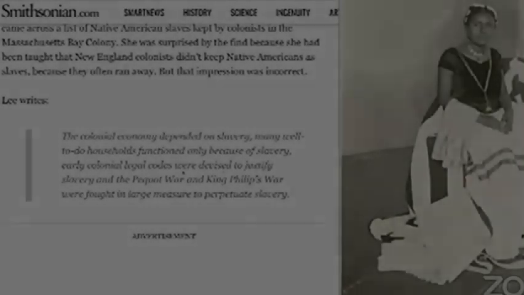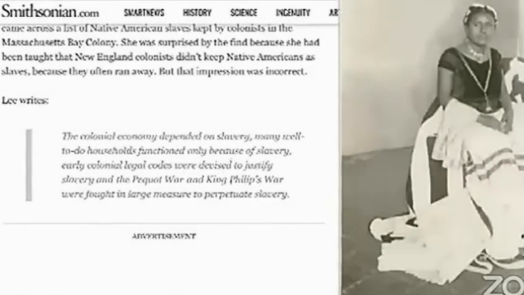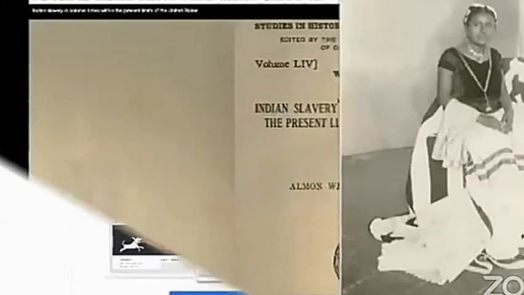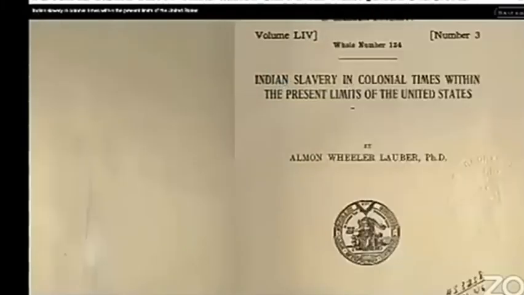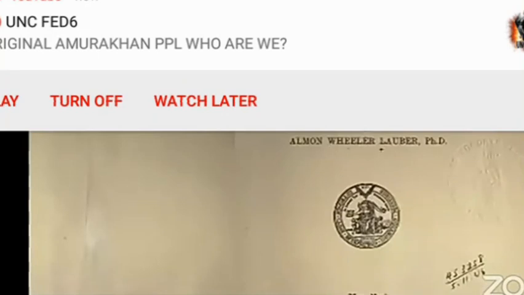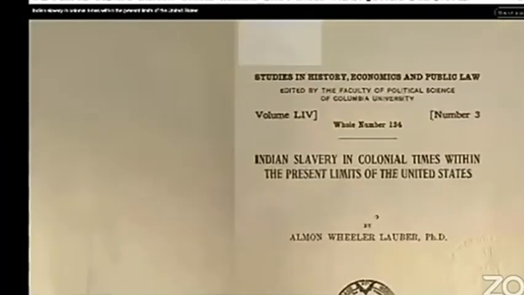Colonial legal codes were devised to justify slavery, and the Pequot War and King Philip's War were fought in large measure to perpetuate slavery. You see, they created these wars just so they could perpetuate slavery. Indian Slavery in Colonial Times within the Present Limits of the United States by Almon Wheeler Lauber, PhD, Columbia University, 1913.